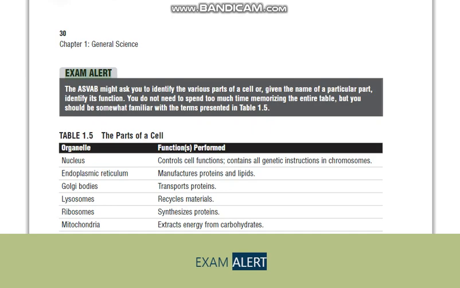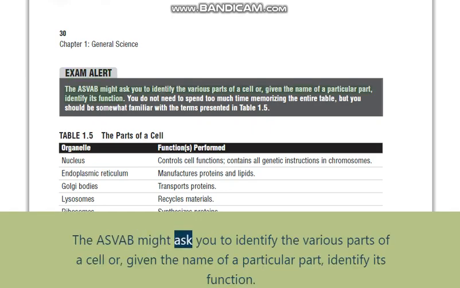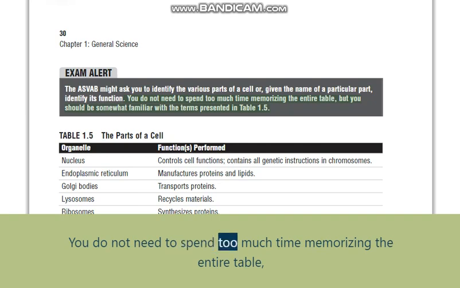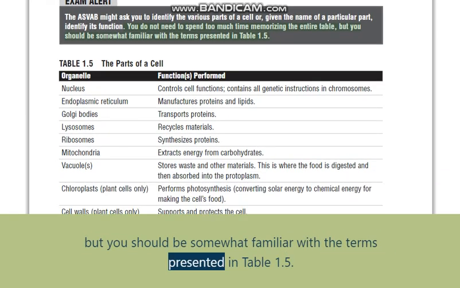Exam alert. The ASVAB might ask you to identify the various parts of a cell or, given the name of a particular part, identify its function. You do not need to spend too much time memorizing the entire table, but you should be somewhat familiar with the terms presented in Table 1.5.